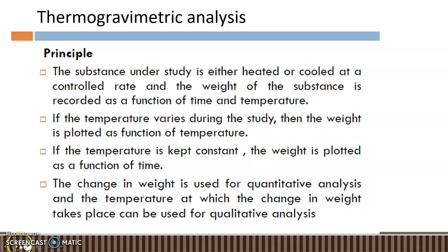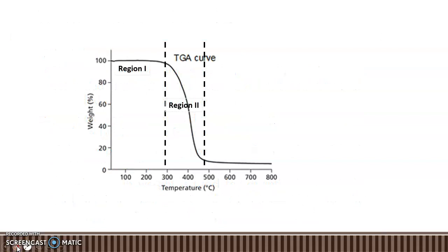This is the general principle of thermogravimetric analysis. So we are obtaining a graph like this. So here weight or weight percentage is taken on one axis and the temperature on the other axis. That means we are varying the temperature by keeping the time constant.